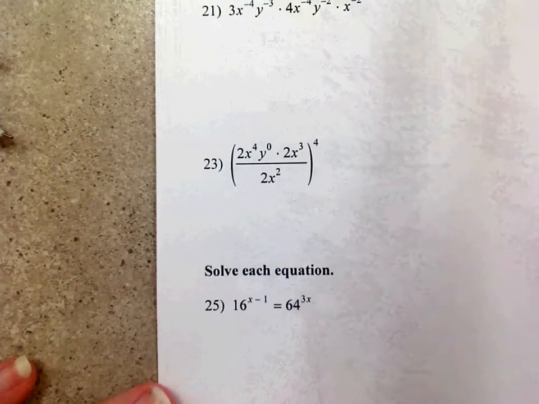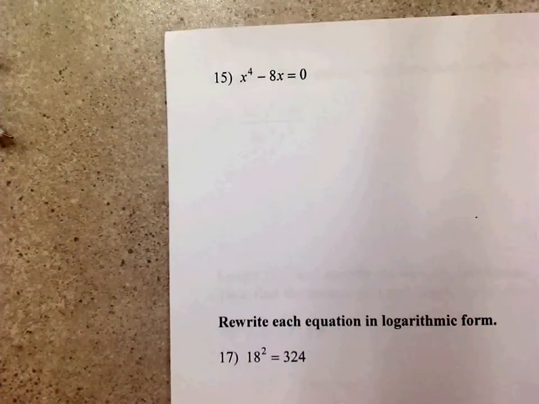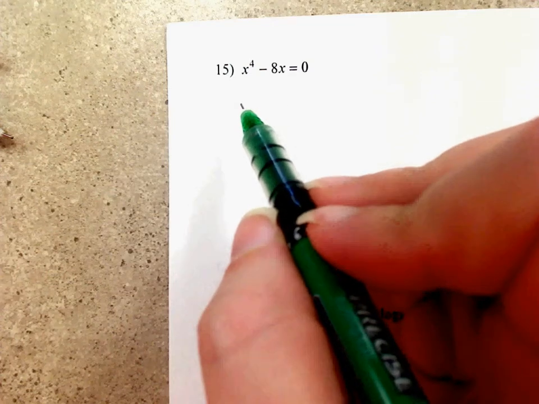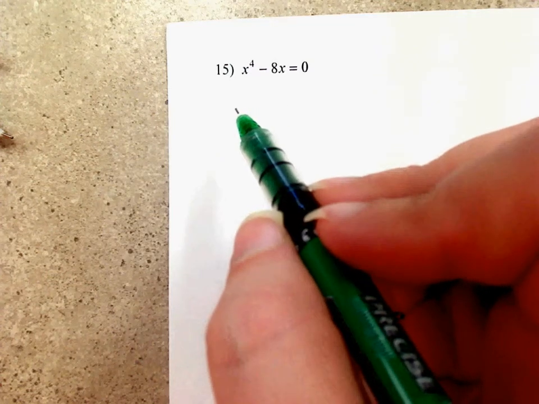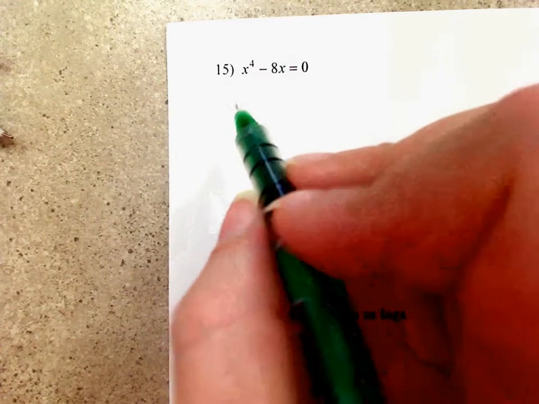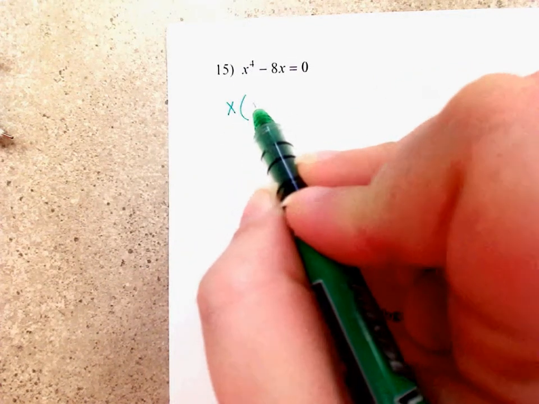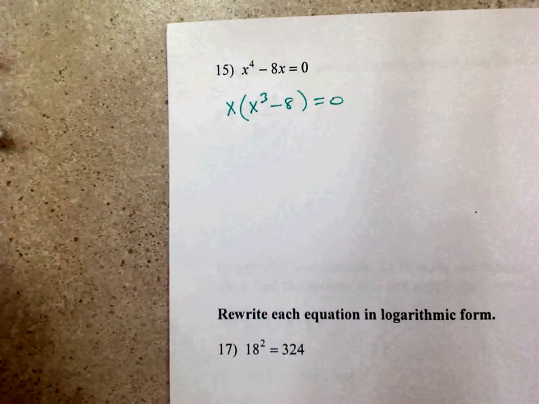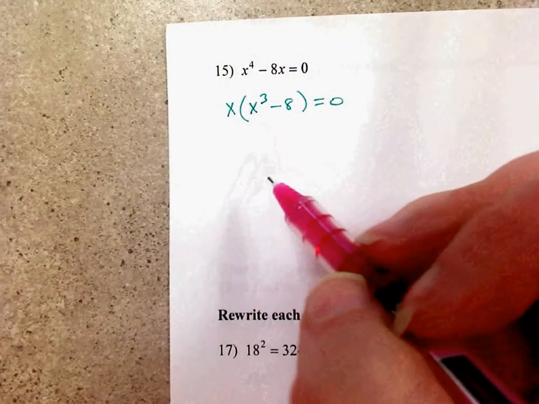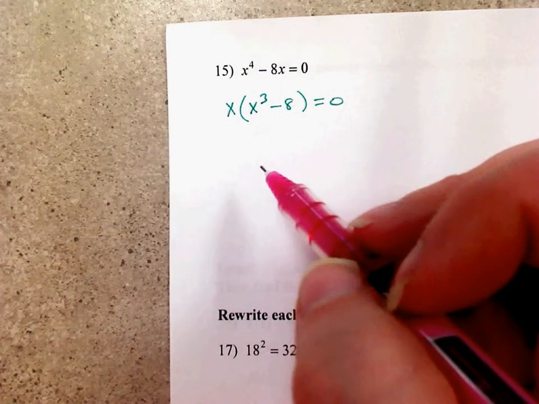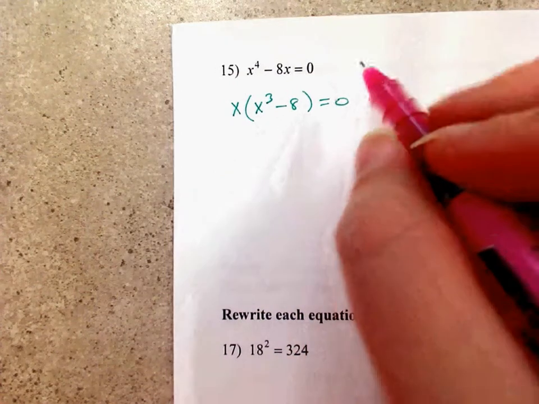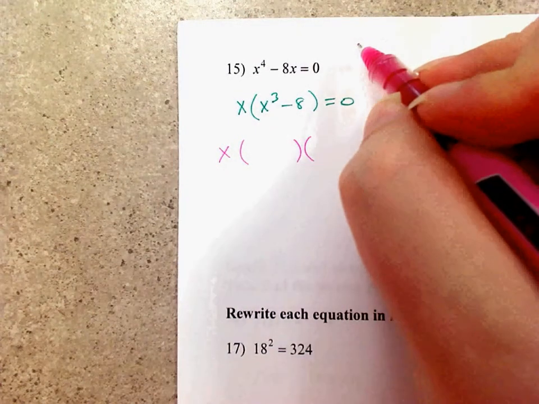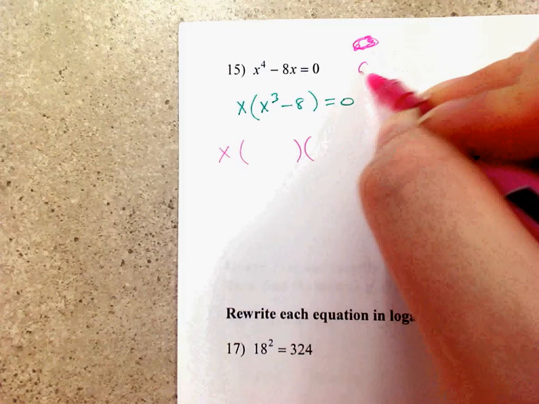Okay, let's do number 15. What do we do? Factor on x. What am I left with? Okay. Can I factor this further? How? Right, this is the same thing as saying, so I've already got x, and then I've got a cubed minus b cubed. Do you remember the formula?